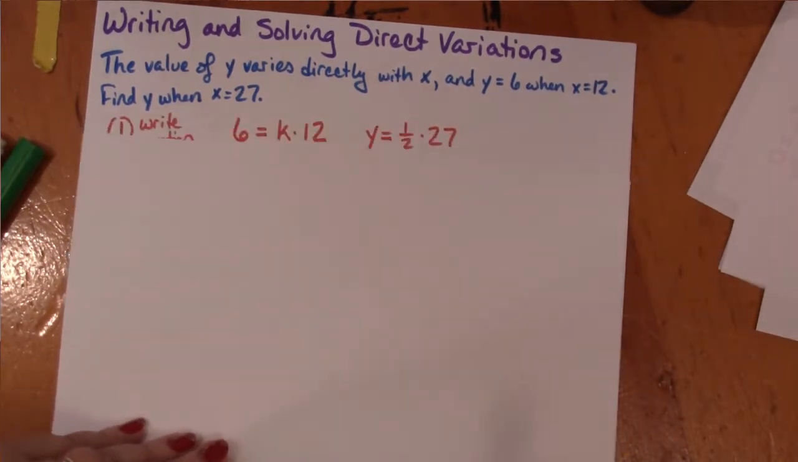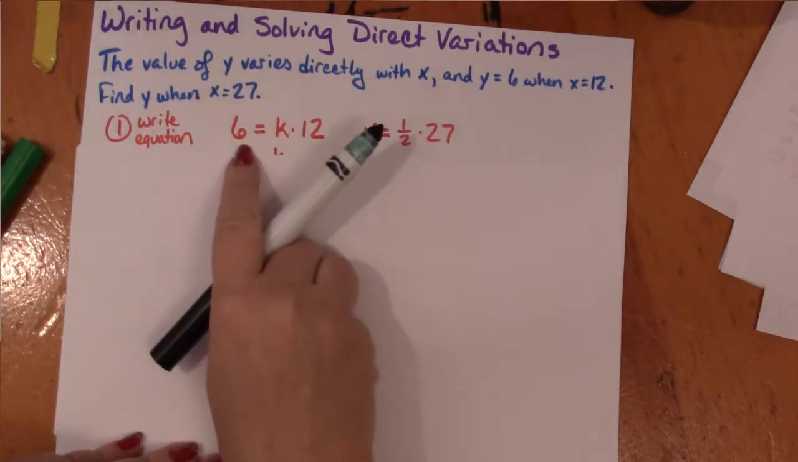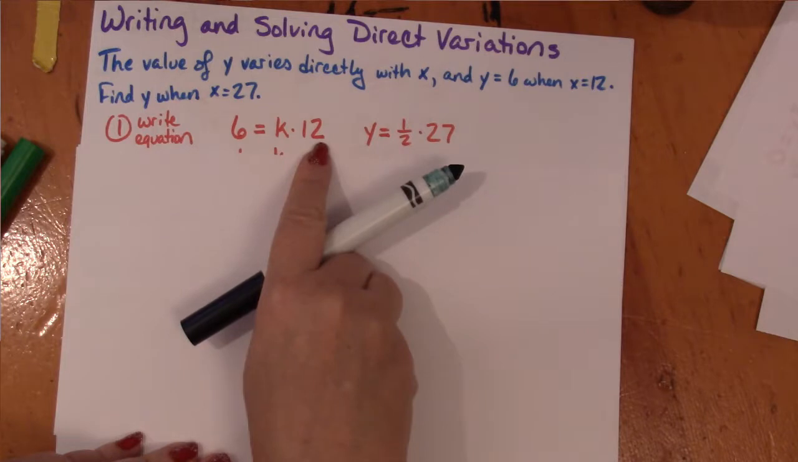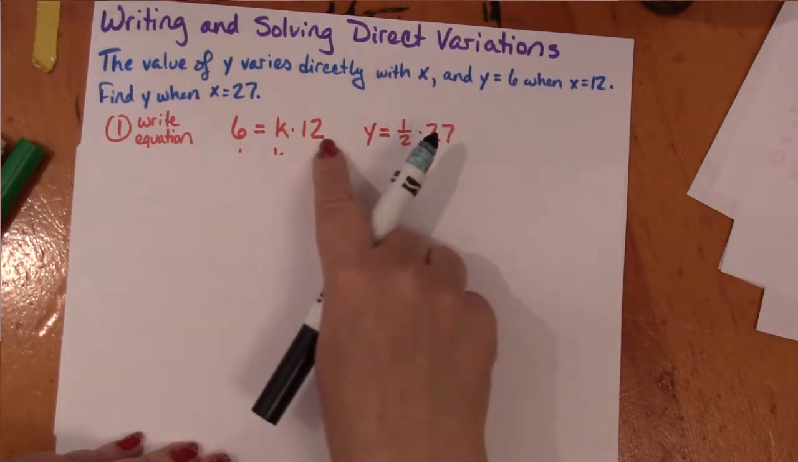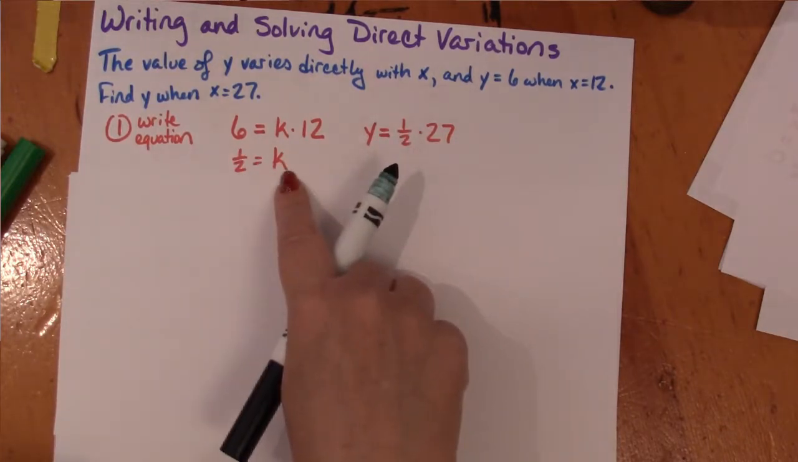The first way you can do it is write the equation. I know that y varies directly with x, so it's going to be y equals kx, and y equals 6 when x equals 12. Well, based on this, I can solve for k, and I know that k equals 1/2.